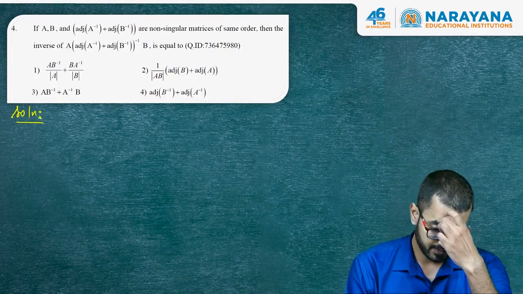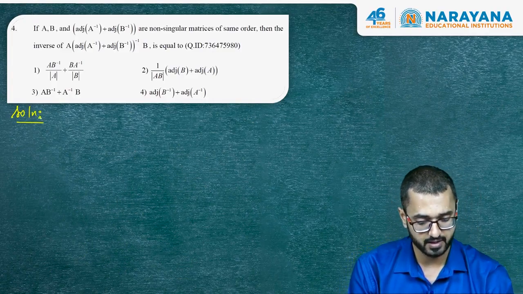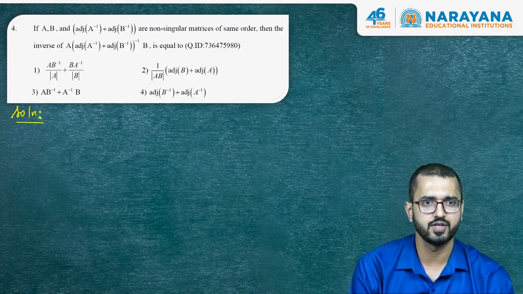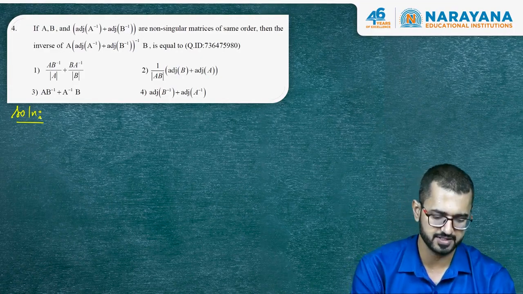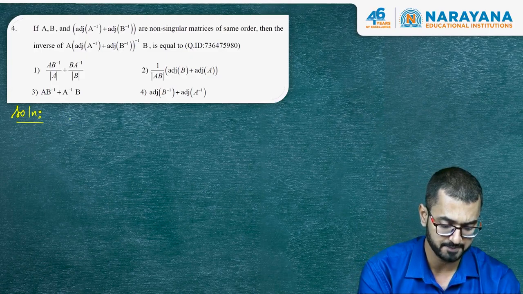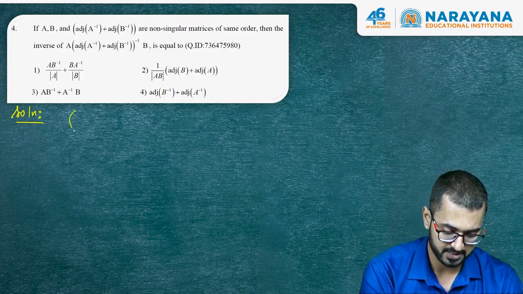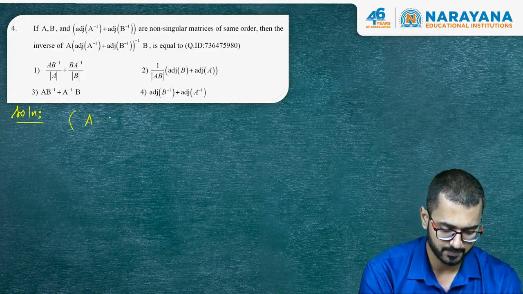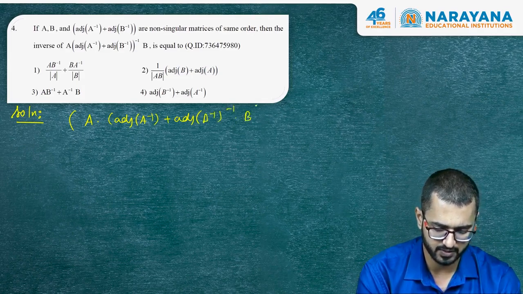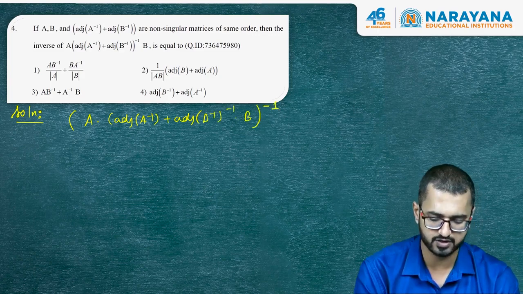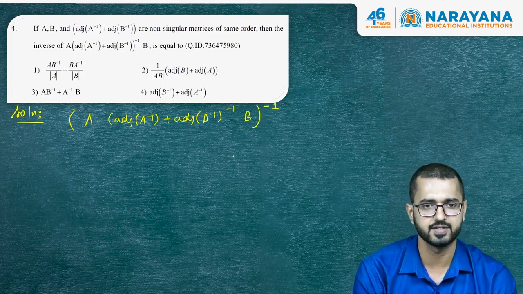So again a beautiful question from matrices. A and B, and adjoint of A inverse, adjoint of B inverse are non-singular matrices of the same order, and we want the inverse of this matrix. So we want A into (adjoint of A inverse plus adjoint of B inverse), the whole inverse, into B inverse. That's what we have to find out. I'm saying the inverse of this thing.